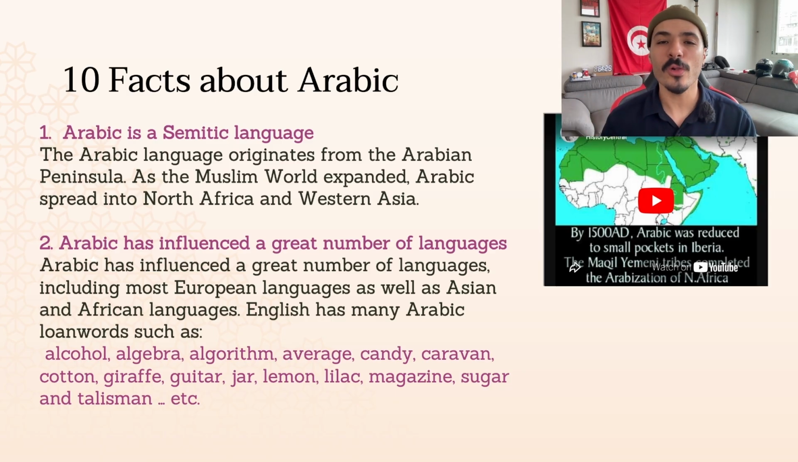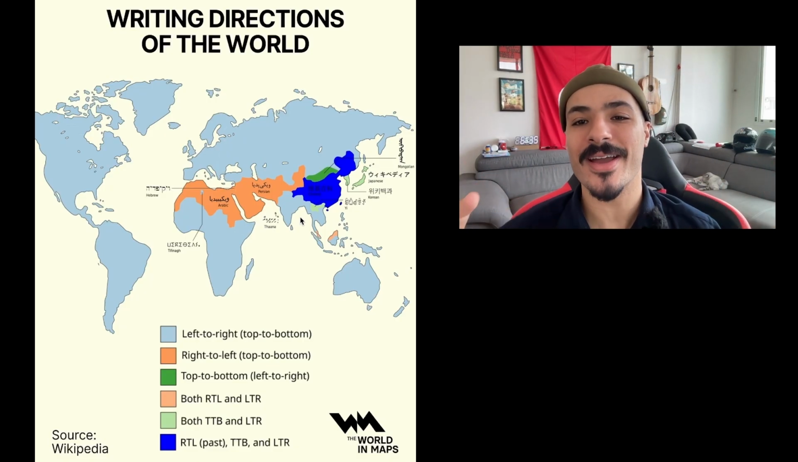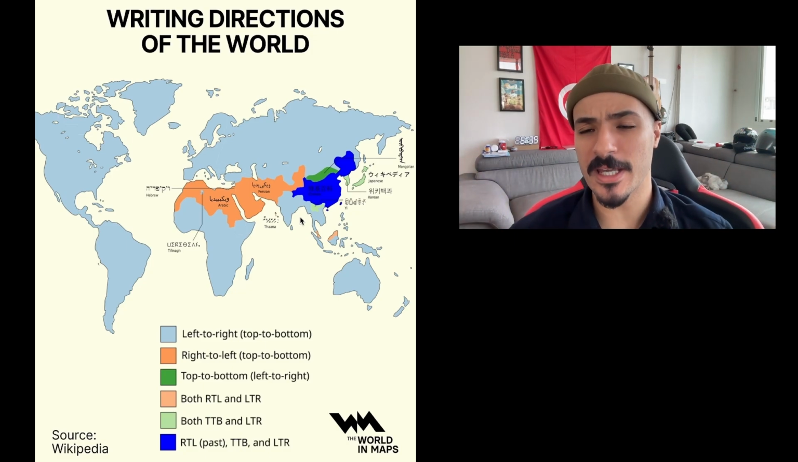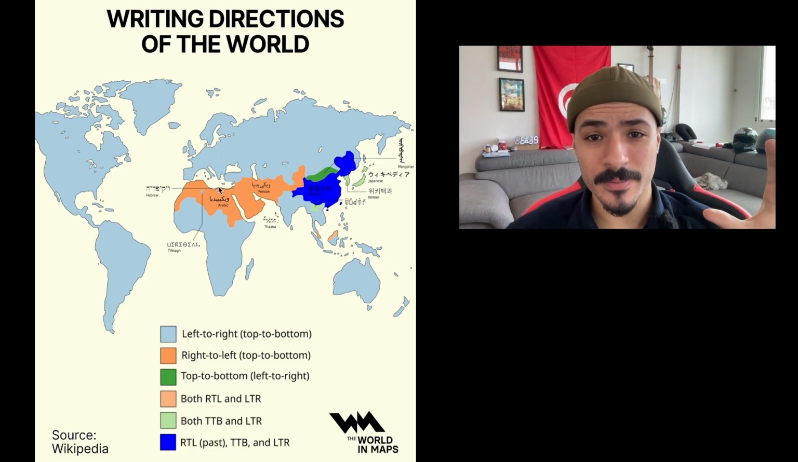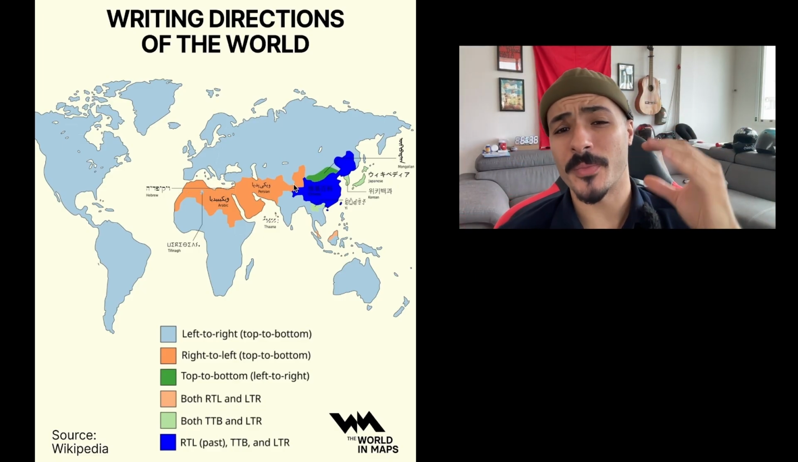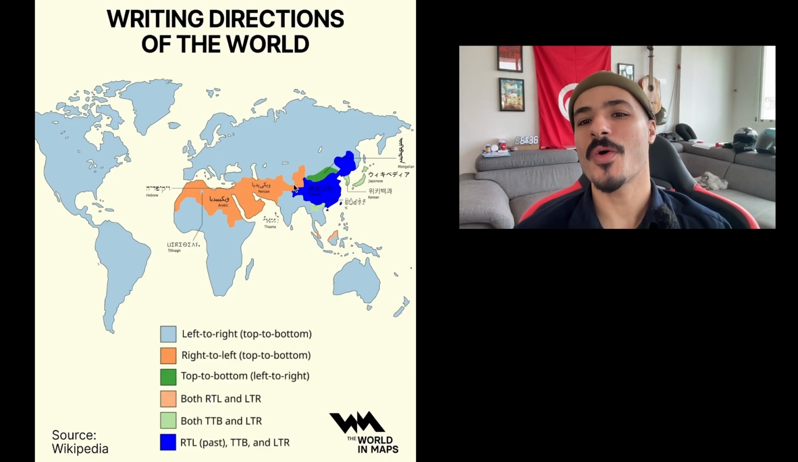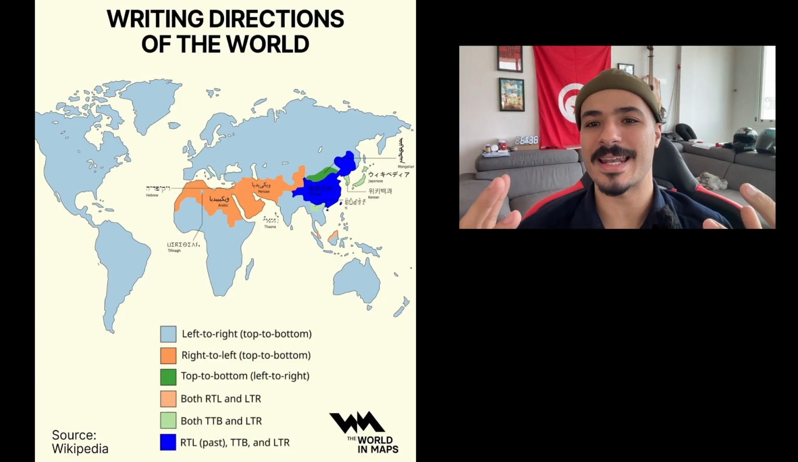So all these languages are written basically from right to left. Why, you might wonder? Well, to begin with, you will see the directions of writing in the word. As you can see, the orange part right here is for writing from right to left. Now, why Arabic among all the languages, or why the Arabic script specifically? Why Hebrew? Why Semitic languages?